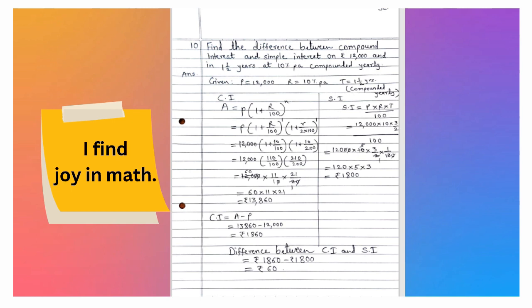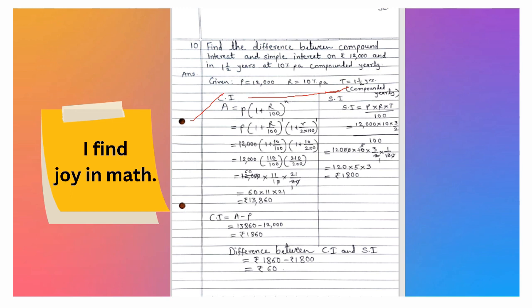Now let's see the 10th number sum. Find the difference between compound interest and simple interest on rupees 12,000 in 1.5 years at 10% per annum compounded yearly. Now see children, here you have to find the difference between compound interest and simple interest, means both you have to calculate. Compound interest also, simple interest also, and whatever things are given, these are same for both of them: principal, rate of interest, and time duration.